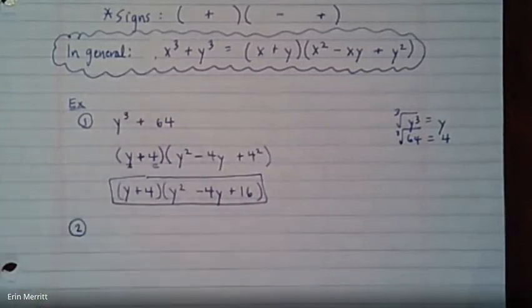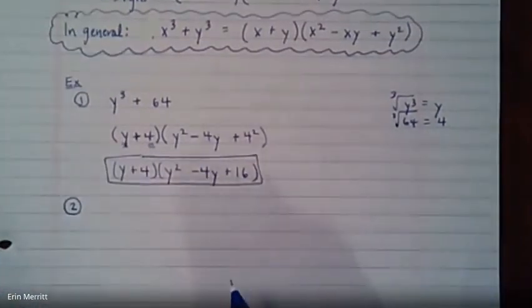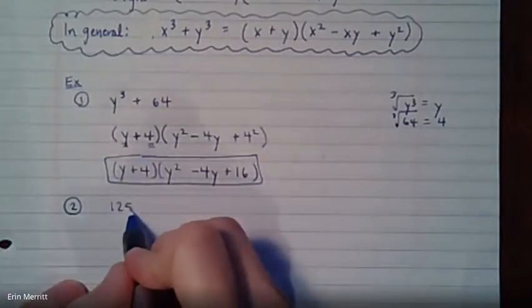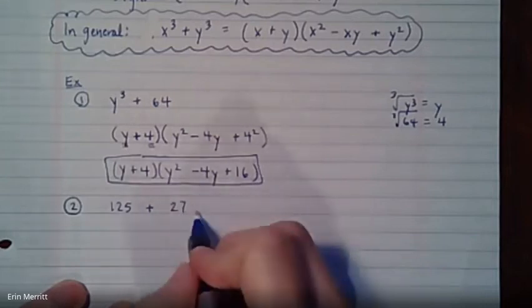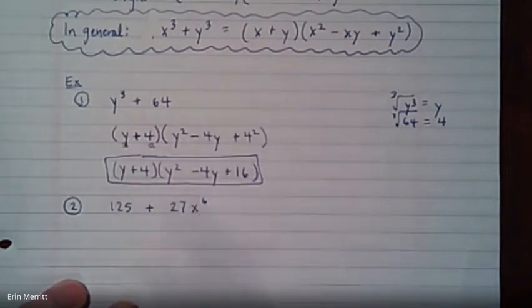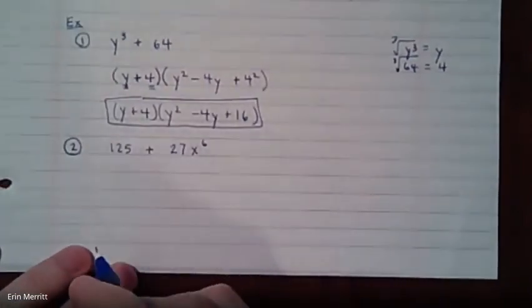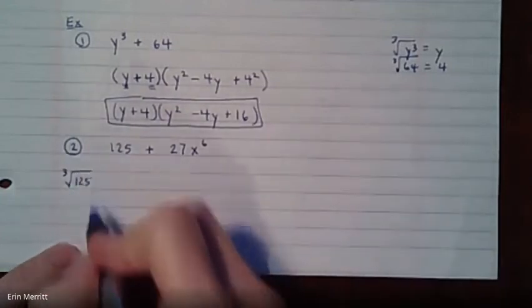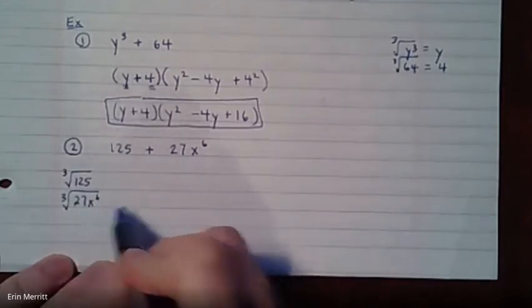If we do it where there are slightly more complicated values, you might have variables and numbers mixed together. So for this next one, if I give you 125 plus 27x to the 6th, you'd still have to look at this and go, okay, what is the cube root of each part? Again, do it off to the side, or underneath. Maybe I'll do it right here this time. So the cube root of 125, and then I need the cube root of 27x to the 6th.